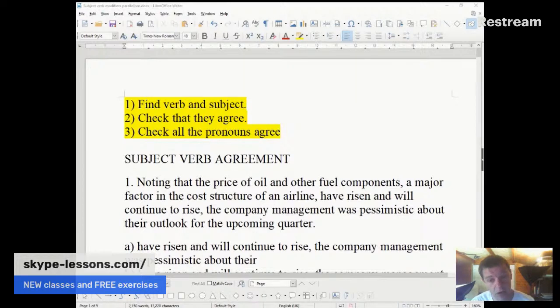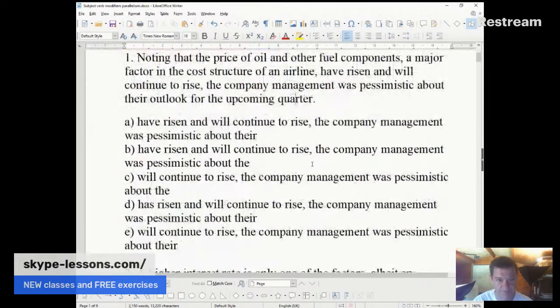So if we look at question 1, you can see that all of the sentences in this exam are really wordy, and this is no exception. Noting that the price of oil and other fuel components, a major factor in the cost structure of an airline, have risen and will continue to rise, the company management was pessimistic about their outlook for the upcoming quarter. I'm going to put this down so you can see everything, so you can see all 5 answers.